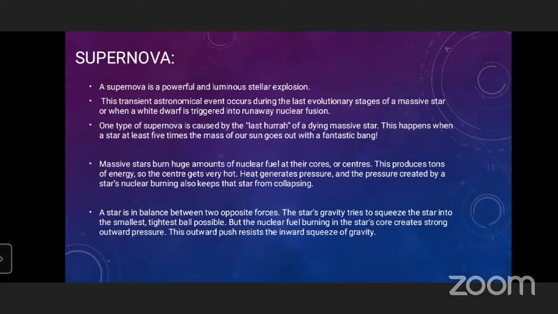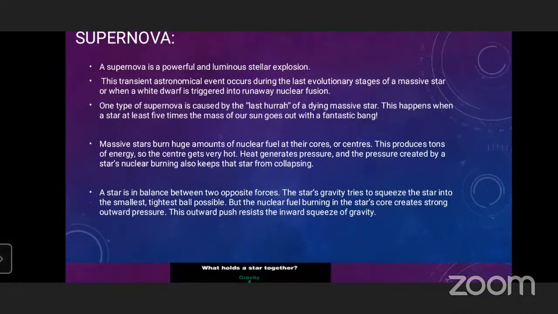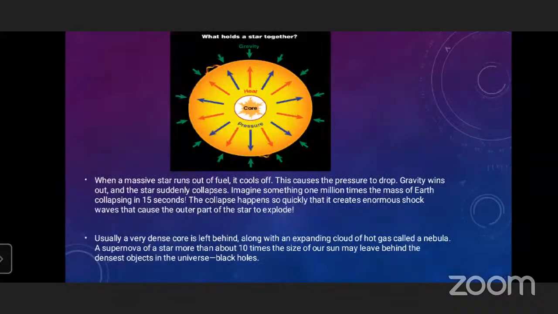A star is balanced between two opposite forces. The star's gravity acts inwards. The power released from the star, that is the thermonuclear fusion power, acts outwards. So these outward and inward forces balance the star from collapse. But when the power released from the star stops, gravity overcomes. That is where the explosion takes place. The collapse happens so quickly that it creates enormous shock waves that cause the outer part of the star to explode. So this is how a supernova is created. The explosion results in the spewing of many heavy metals from inside to outside. This supernova may act as the birthplace of other stars in future.